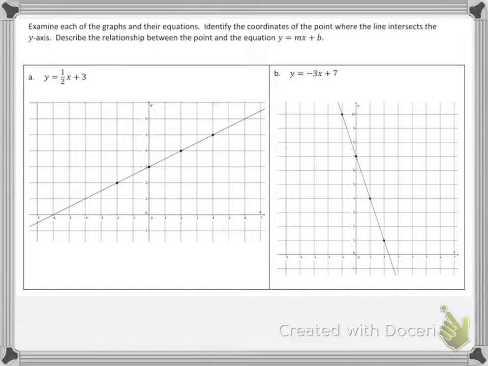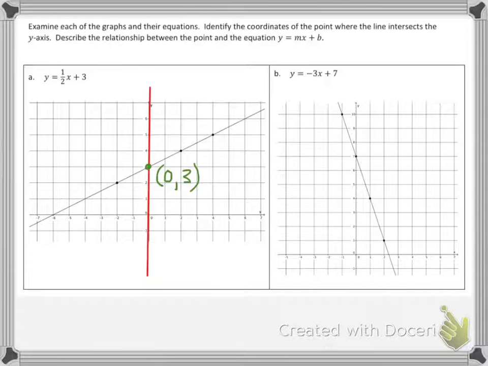All right, we're going to examine each of the graphs and their equations, identify the coordinates of the point where the line intersects the y-axis, and then describe the relationship between the point and the equation y equals mx plus b. All right, so let's look at the y-axis. So here's the y-axis. And then I'm trying to find a point that intersects that. Well, that would be this point. Okay, and that point is the point 0, nowhere left or right, and then up 3, so 0, 3.